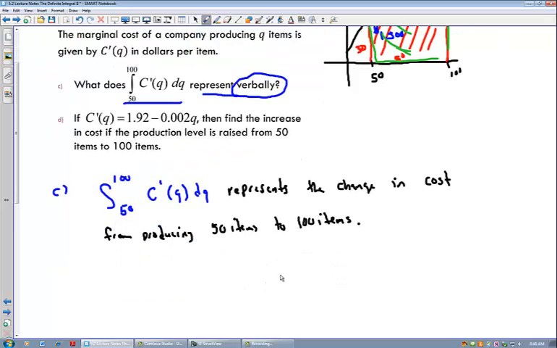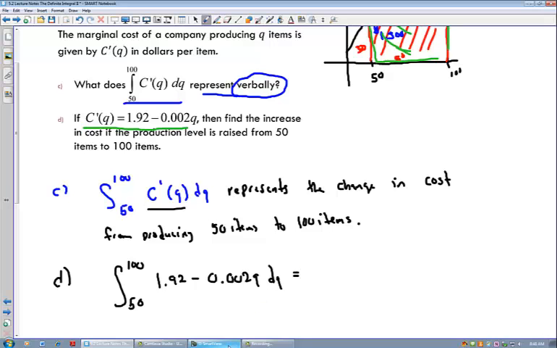And then in part D, they actually tell us what the formula is. So here's the formula for the marginal cost function. And so it says if c prime of q is equal to this, then find the increase in cost if the production level is raised from 50 to 100 items. So this is basically saying find this definite integral, 50 to 100. If c prime of q is equal to 1.92 minus 0.002 q dq, what is that equal to?